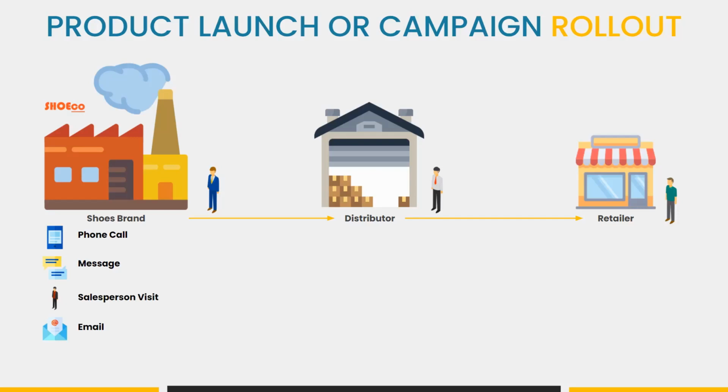Here they are significantly dependent on distributors to pass on that information. They pass the information to the distributors, and then the distributors pass it on to the retailers. Second is messages, in a similar fashion. Then salesperson visits: the salesperson will visit the distributor and tell them there's a product launch happening, or a new scheme coming up on a particular date, and then again the distributor has to further spread that information. Email is also used as one of the communication mechanisms. Then at the distributor end, if they have to broadcast that information to the retailers or the entire network, they have to use the phone call.